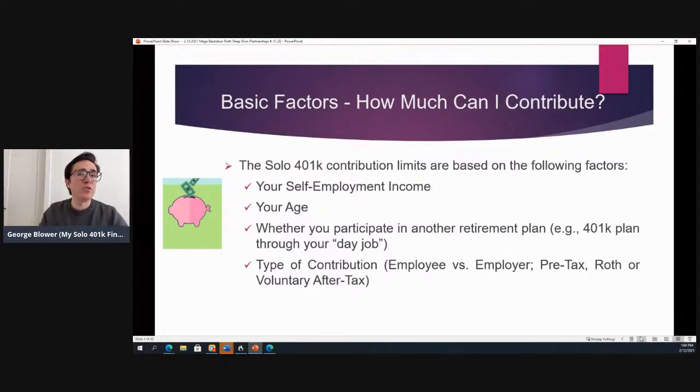So the starting point in determining how much you can contribute are the factors that are listed on this slide. So you've got your self-employment income. And again, we'll review what that means for a partnership. Your age, are you 50 or older? If you're 50 or older, the limits go up. Whether you participate in another plan, like a 401k plan through a day job, the type of contribution that you're looking to make. Are you looking to make employee or employer, pre-tax, Roth, or voluntary after-tax?